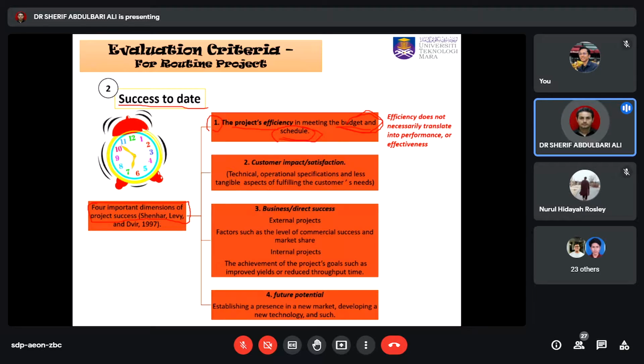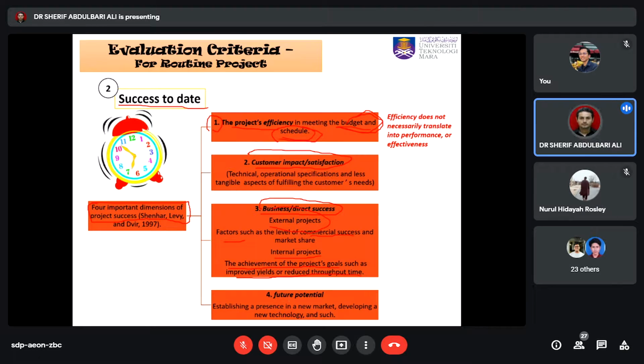And also it's the customer impact and satisfaction. Okay, business and direct success. So this is for external projects. That means this is the factor for such level of commercial success. And also for the internal projects, this is the achievement of the goals to improve yields throughout the time.